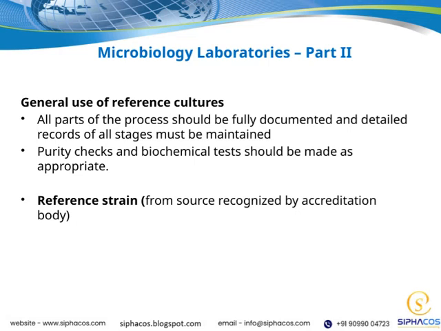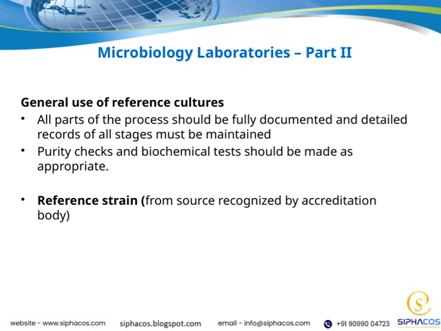When using reference cultures, it's essential to follow a few key principles to ensure accuracy and reliability. First, all parts of the process should be thoroughly documented. That means keeping detailed records of every stage, from preparation to testing, so we can trace and verify the entire process later. This helps maintain quality and consistency. Second, maintaining complete records isn't just about paperwork. It's about ensuring reproducibility and traceability, which are vital for accreditation and quality assurance. Every step, every decision, should be recorded clearly.